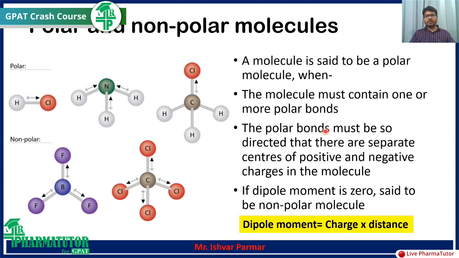The polar bonds must be so directed that there are separate centers of positive and negative charge in the molecule. It means the centers of positive and negative charge must not coincide with each other. If the dipole moment is 0, you can say it is non-polar. What is dipole moment? Dipole moment means charge times the distance.